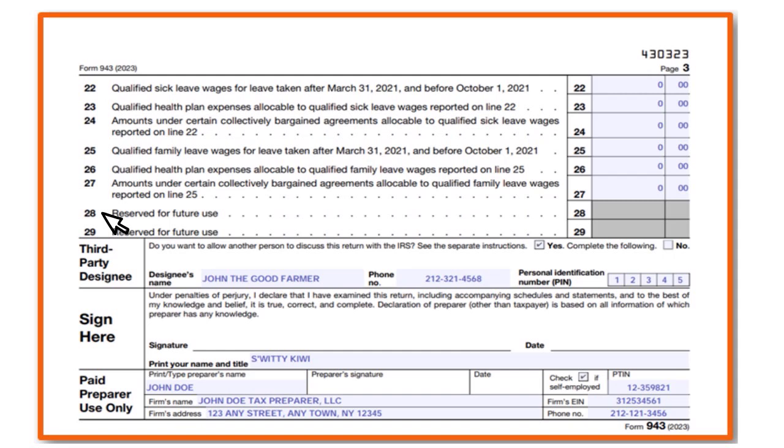And then you have to sign. Please don't forget to sign the form. You have to sign it and date it. And if you have a paid preparer, the third-party designee or somebody else, you want that person to put his or her credentials, his or her information there. Again, the IRS wants to make sure that they can reach out to the paid preparer if there is any question, if there are any comments, and so on and so forth.